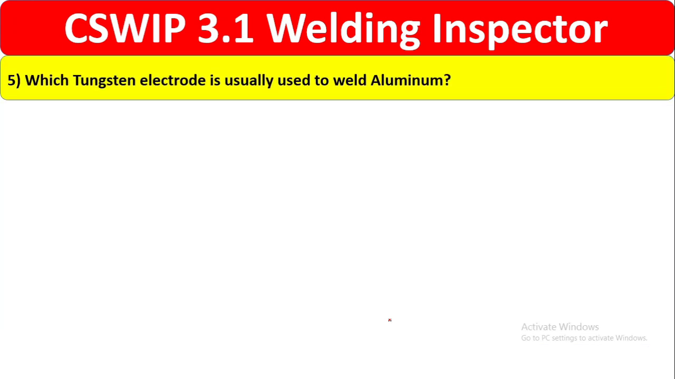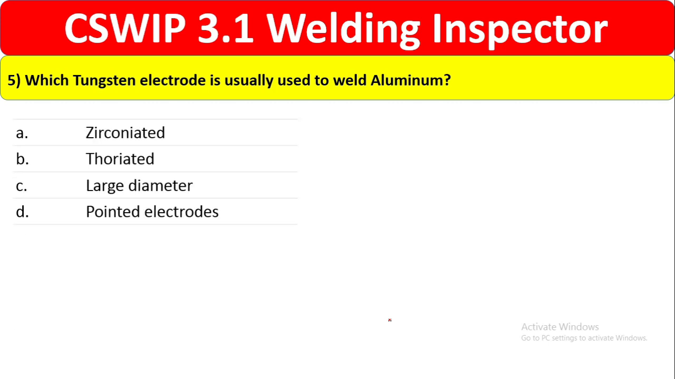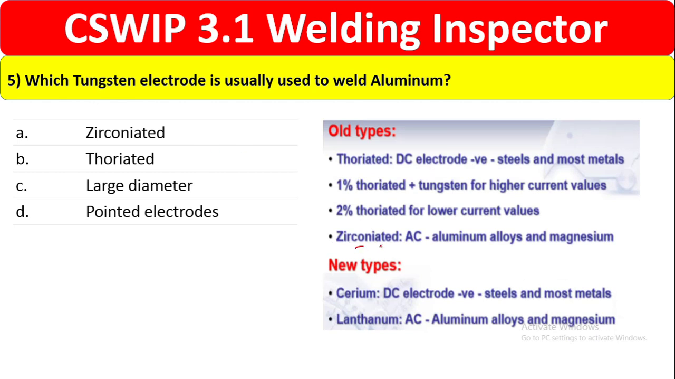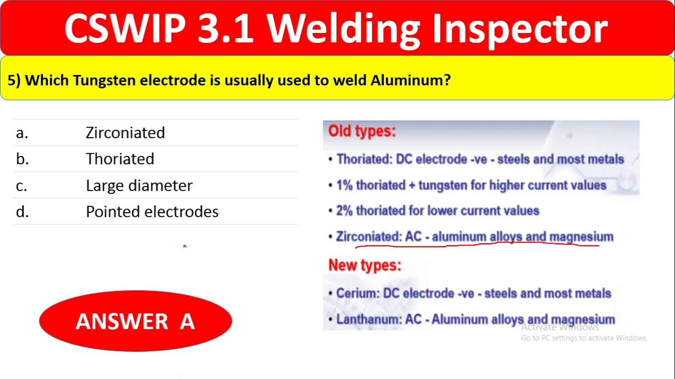Question number 5. Which tungsten electrode is usually used to weld aluminium? I already explained this one. A is zirconiated, B is thoriated, C is large diameter, D is pointed electrode. Which tungsten electrode is usually used to weld aluminium? Definitely it should be zirconiated. You see here mentioned zirconiated for aluminium and aluminium alloys, magnesium. So the correct answer is option A.